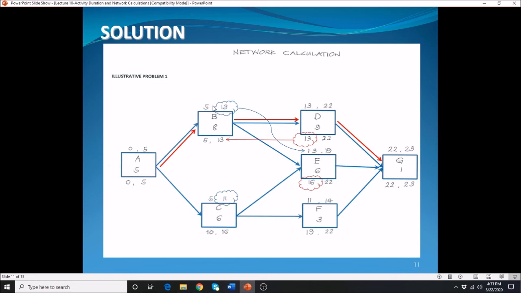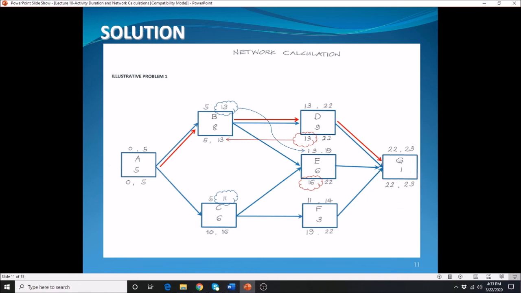Activity B, they have both the same numbers at the top and at the bottom, which means that activity B is a critical activity. Then activity D, they have the same numbers at the top and at the bottom. That means D is a critical activity. The rest, E and F, they don't have the same numbers at the top and the bottom. That means E is not a critical activity. The same thing also with your F. So for your G, of course, that is the last activity that should be given as critical.